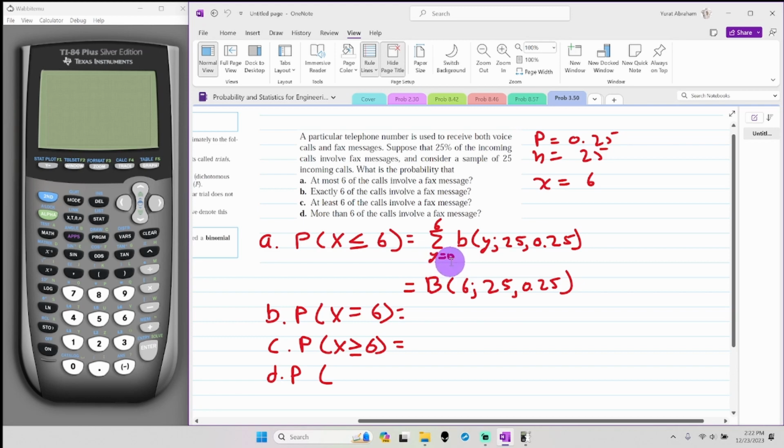When y equals 0, where it starts at 0, with your variable y, your number of trials or number of samples, and then you've got your probability of success. Now, this is the more typical way to see it: capital letter B, representing binomial, 6, semicolon, 25, comma, 0.25, close parentheses. Okay?